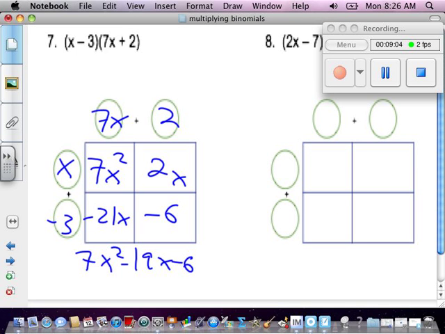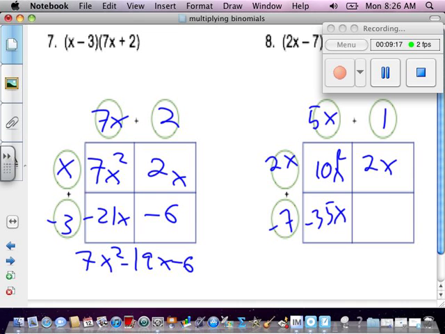Last one, we've got 5x and 1, 2x and negative 7. 10x squared, 2x, negative 35x, negative 7. So we've got 10x squared minus 33x minus 7, and it's done.